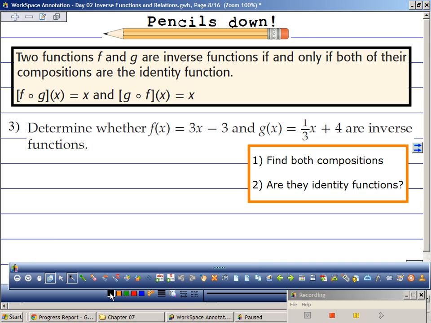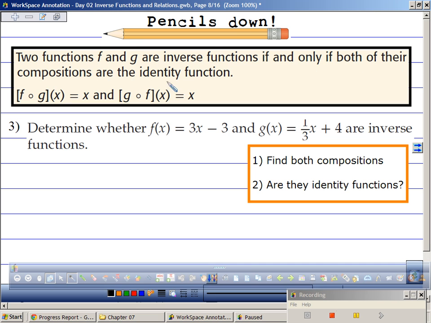Pencils down. I've got one more thing to talk to you guys about. So two functions, f and g, are inverse functions if and only if both of their compositions are the identity function. What does identity mean?